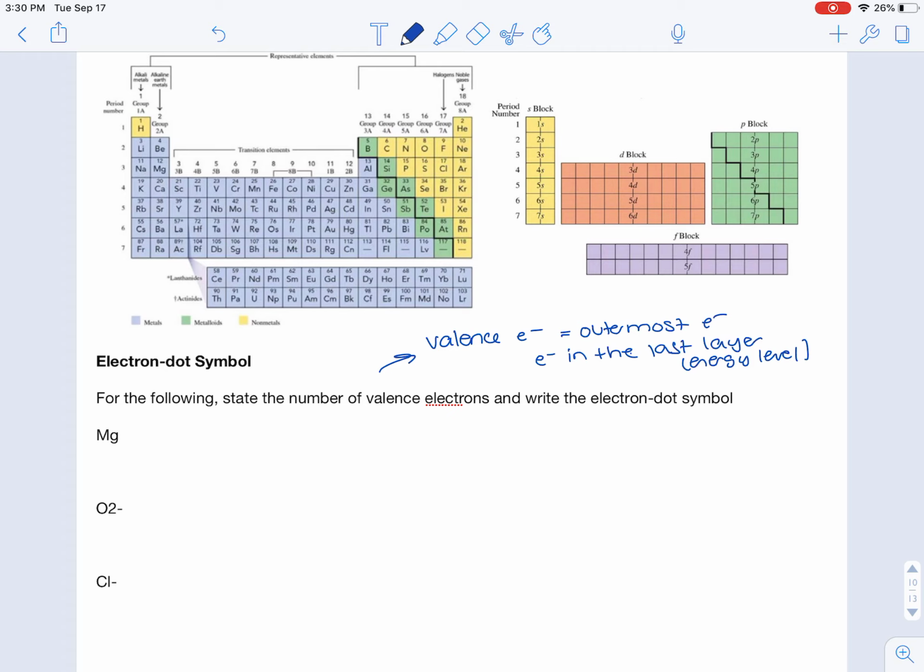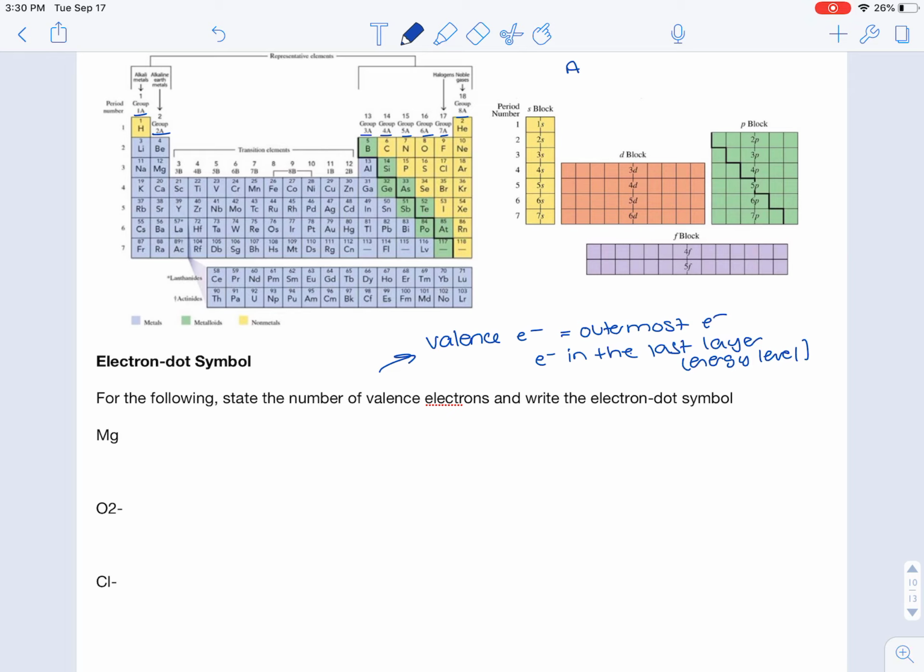So there's a little trick, especially with the main group elements. We know that main group elements are A's. We have 1A, 2A, 3A, 4A, 5A, 6A, 7A, 8A. These help tell us how many outermost electrons there are in those groups. So the electrons help us determine the physical and chemical properties of different elements located in the same group.